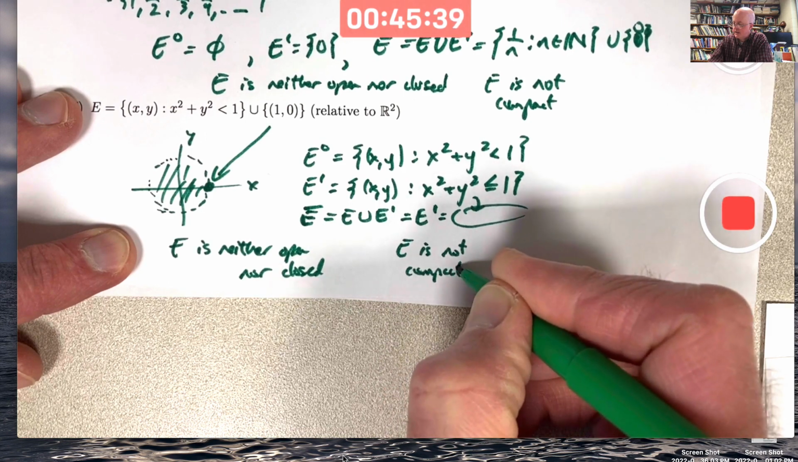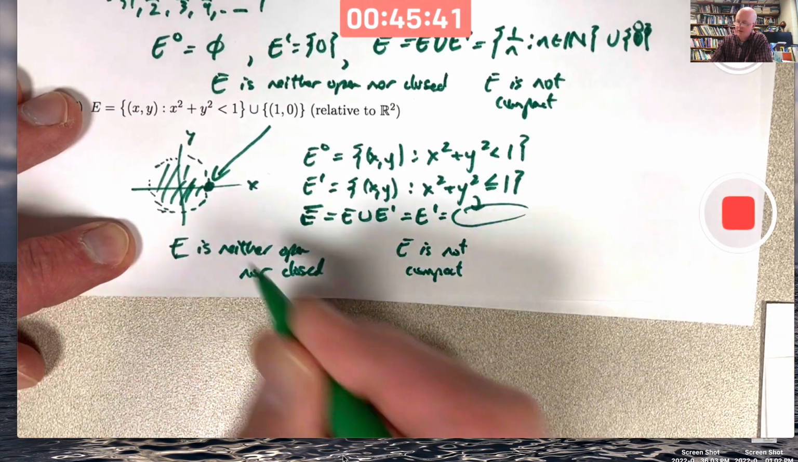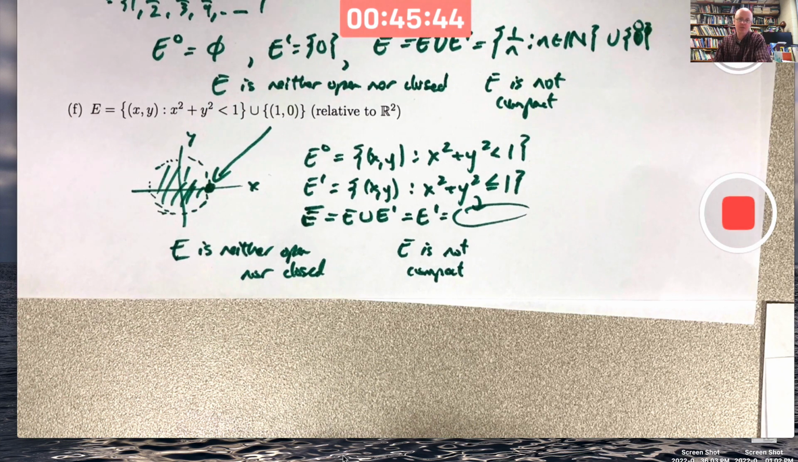If I was considering the closed unit disk, including the boundary, that would be a set that equals its closure. It would be closed, and it's also bounded. It would be closed and bounded, so it would be compact.